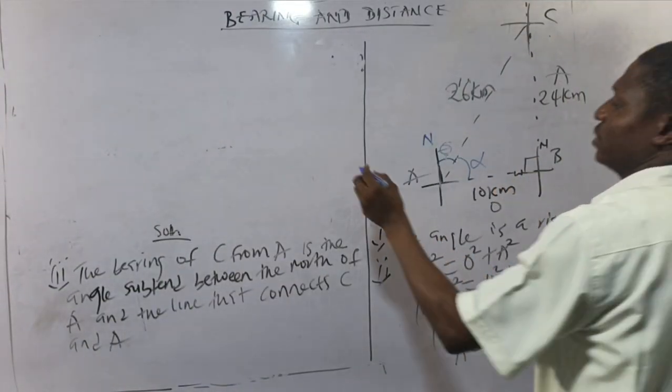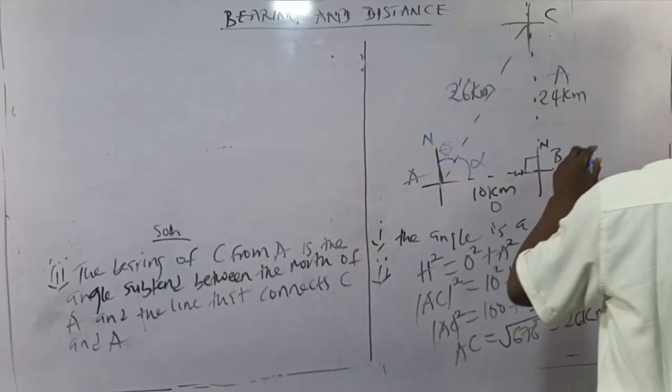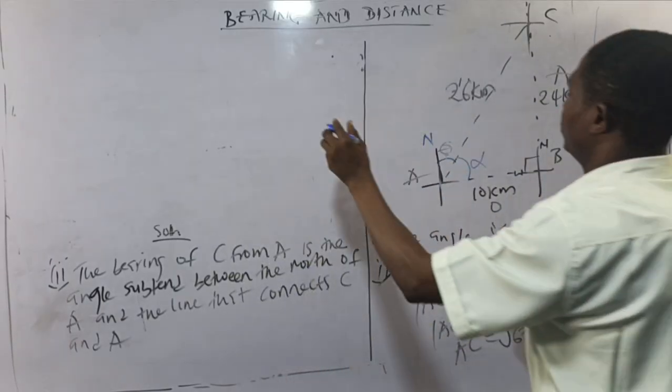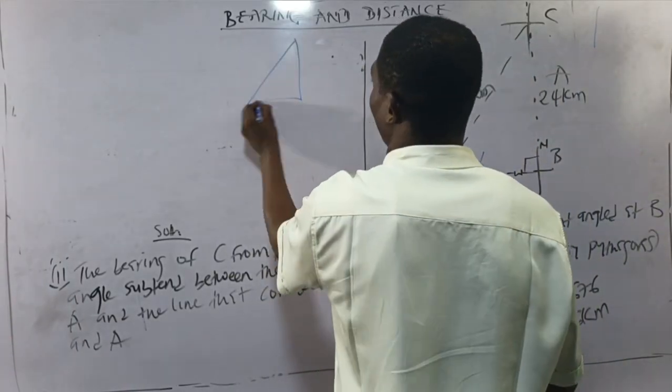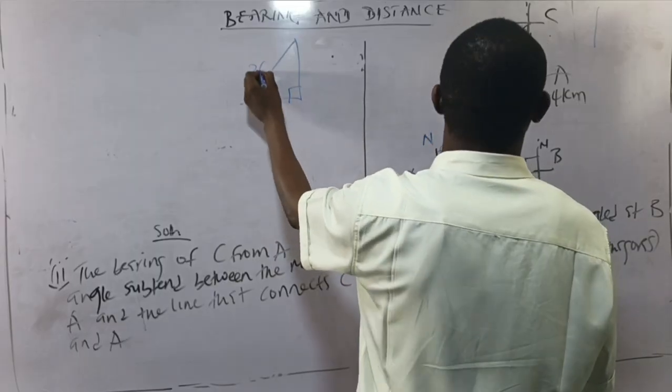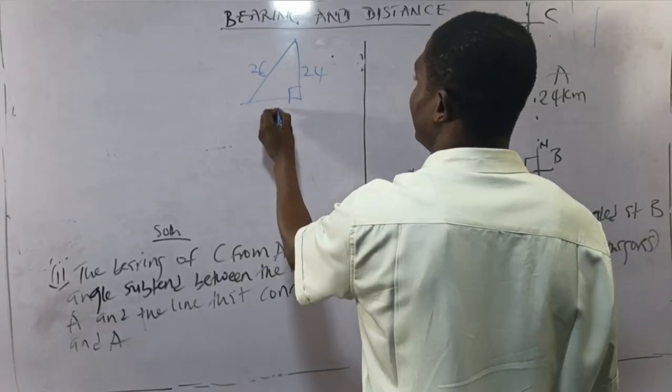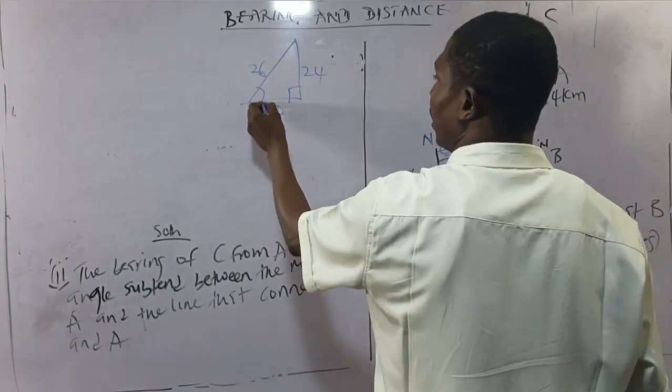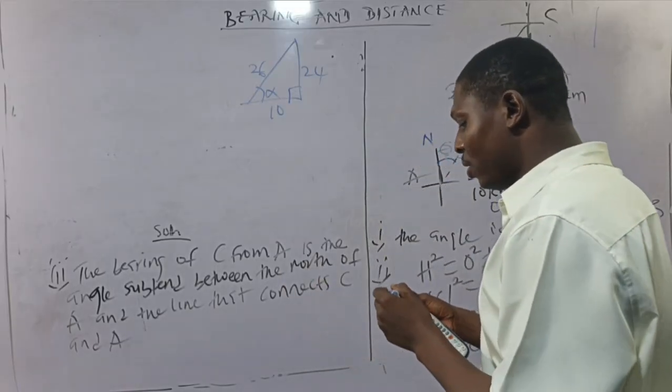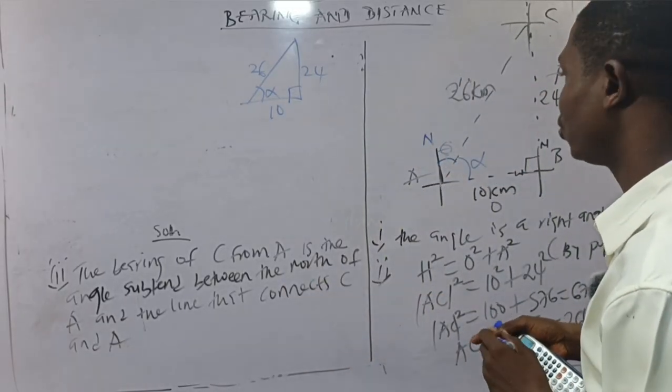Now, I want to get it. I can bring out a triangle from this. This is a right angle. This is 26, this is 24, and this is 10. I can use any relationship, either sine, cos, or tan, to get my what? Alpha.